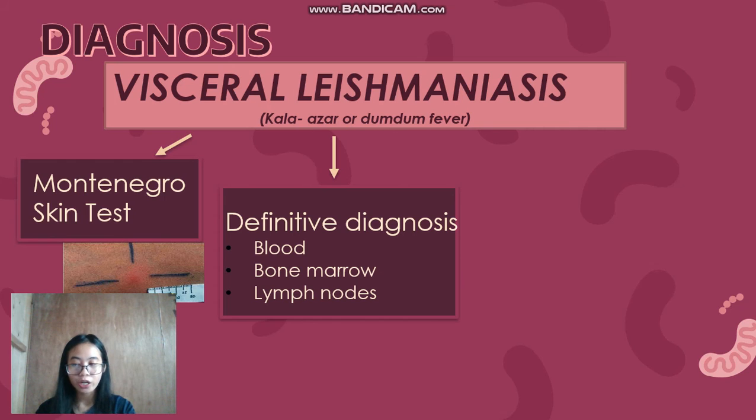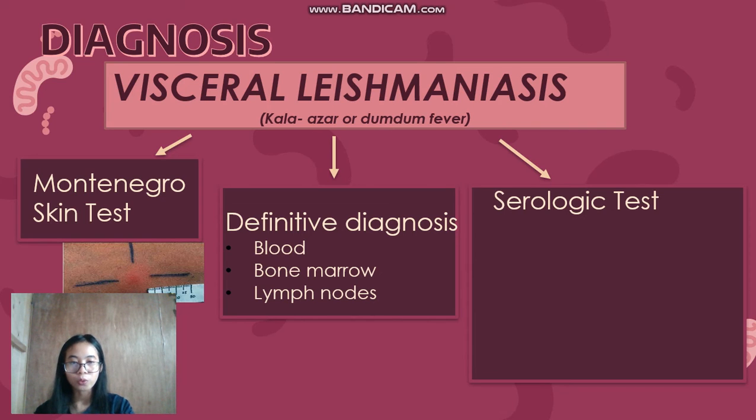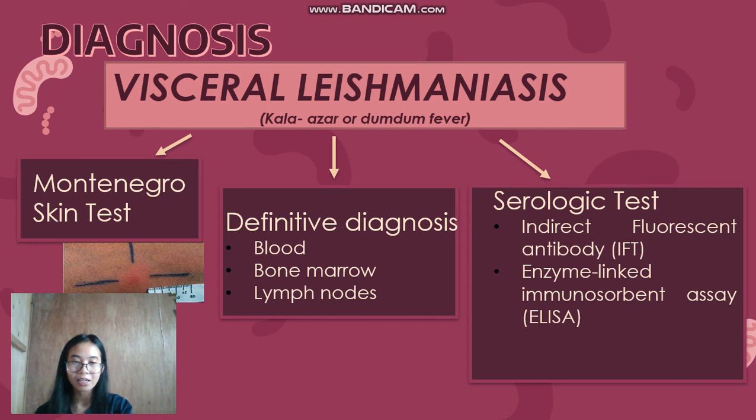by demonstration of amastigotes on Giemsa-stained slides of specimens from blood, bone marrow, lymph nodes, and biopsies of infected areas. Culture of blood, bone marrow, and lymph nodes may also be done, which will show the promastigote forms. Serologic tests are now available such as indirect fluorescent antibody, enzyme-linked immunosorbent assay, and direct agglutination.